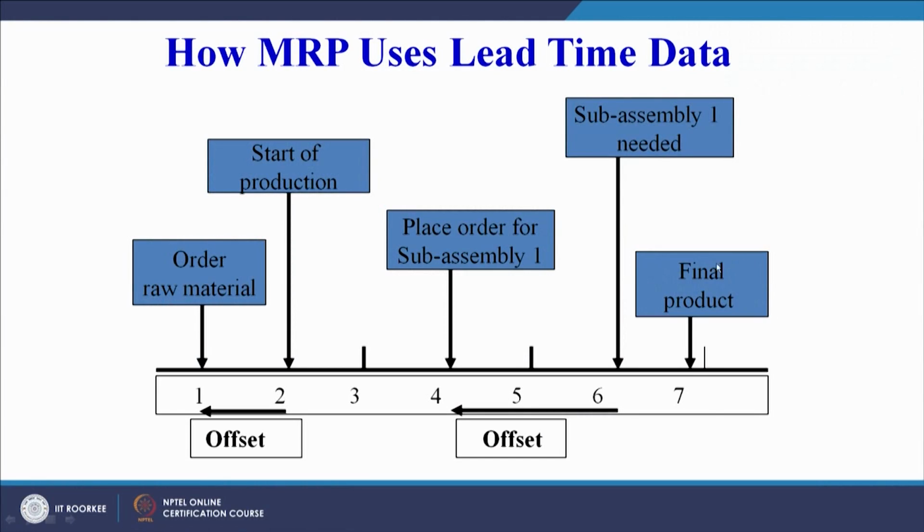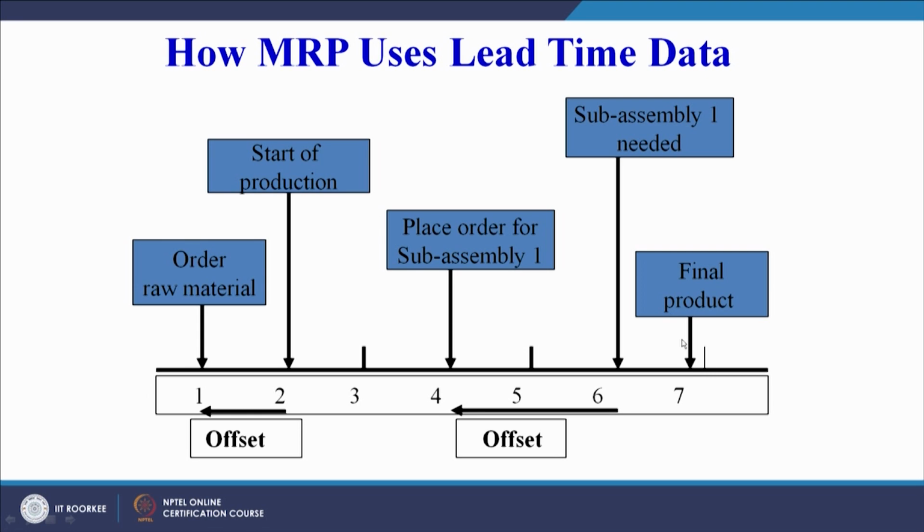Now based on this lead time, how will the MRP system work? How MRP uses the lead time data is explained with the help of this simple diagram. Let us start from our final product. On the x-axis we have time. The final product is required on maybe this 7th day.